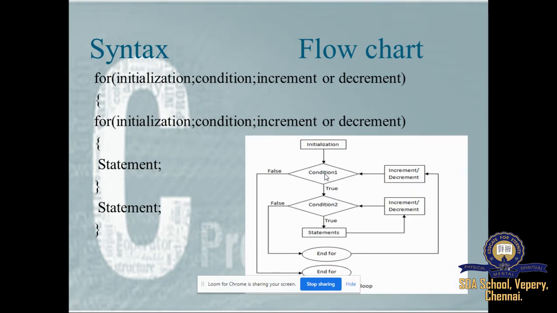Initialization, first check the first condition, then go for the second for loop condition, then execute the statements, increment and decrement. Once this becomes false, then it will be moving on to the first for loop.